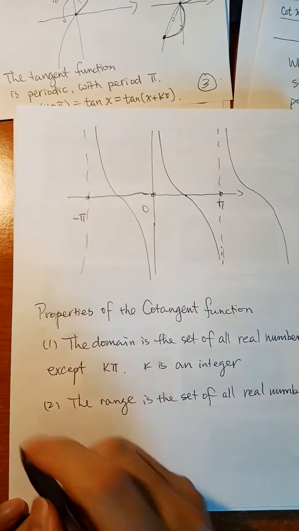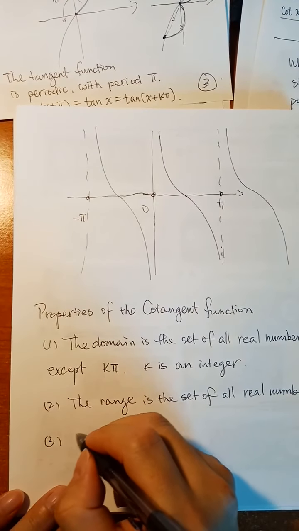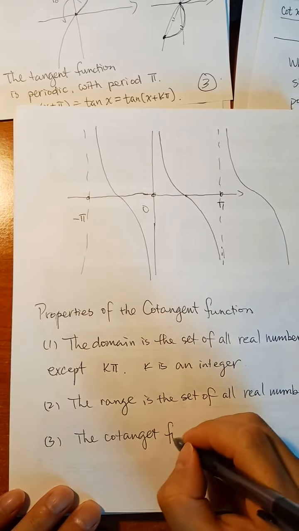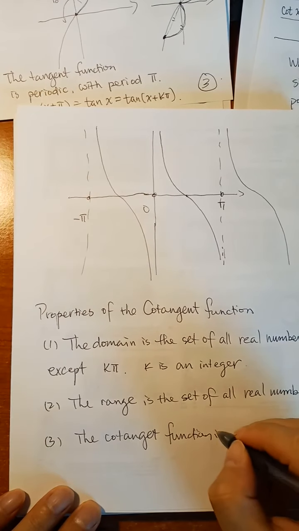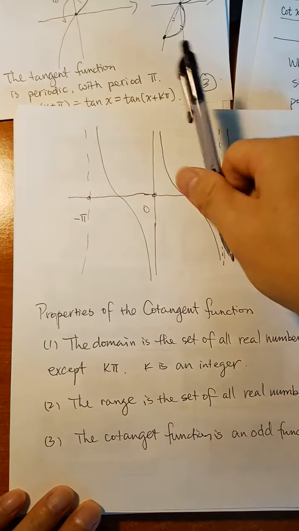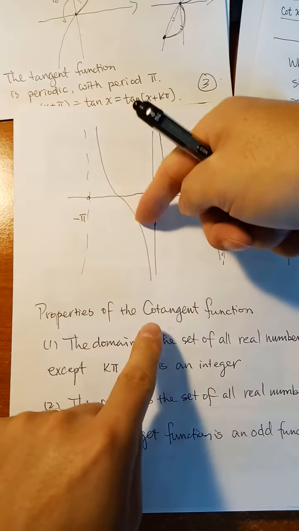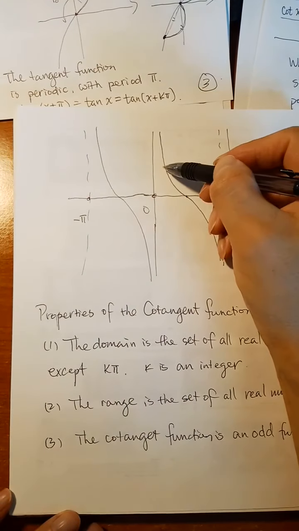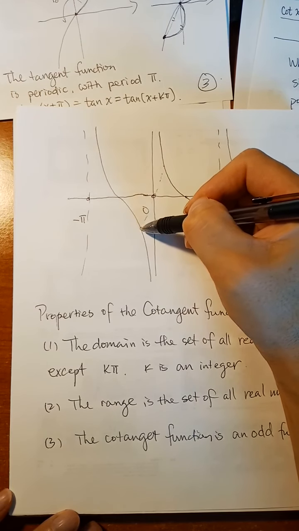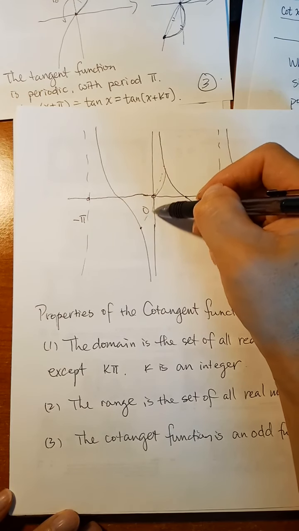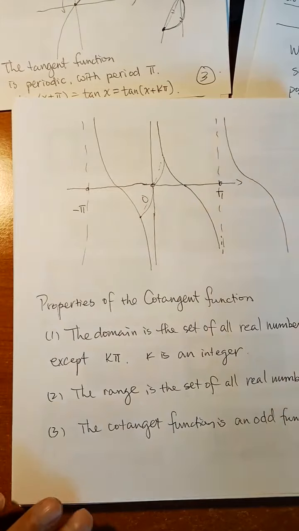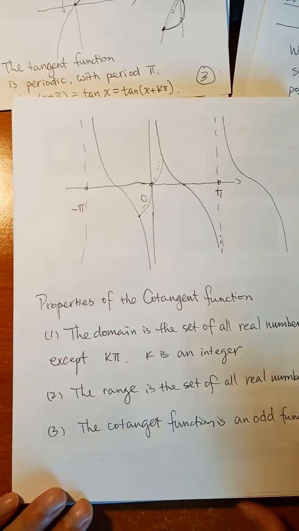And number 3, the cotangent function is an odd function. So you can see that you have this piece, you rotate the pi radian, you get exactly this. Or you get a point, you connect it to the origin and extend it to the next point. This distance is equal to this distance. So it's the same, the second explanation of an odd function. So it's an odd function.